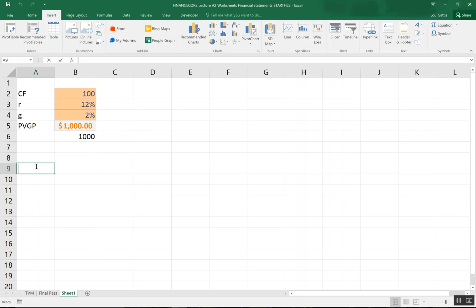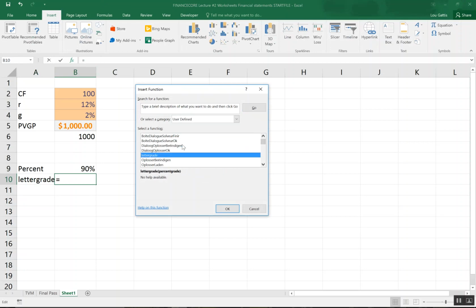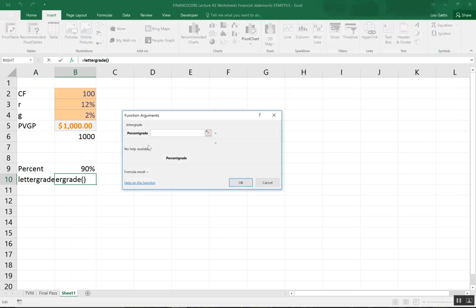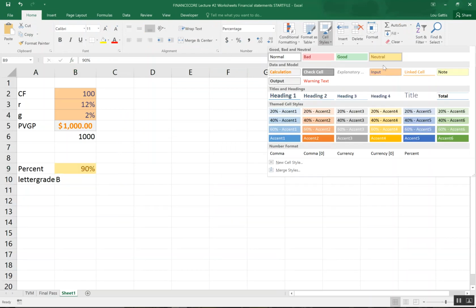And let's go ahead and do percent. We'll say percent equals 90%, and let's calculate letter grade. I'm going to do an insert function, user defined. I'm going to click down here, type in letter grade, and find it. It only has one parameter, percent grade. And there's my B. So my parameter here is percent grade.